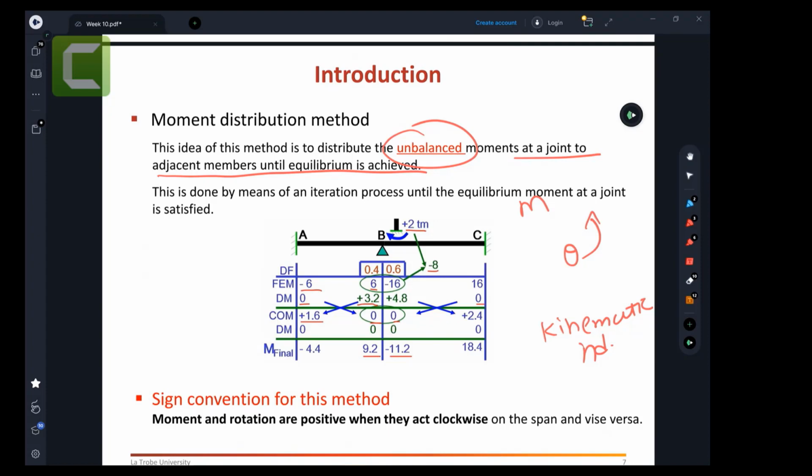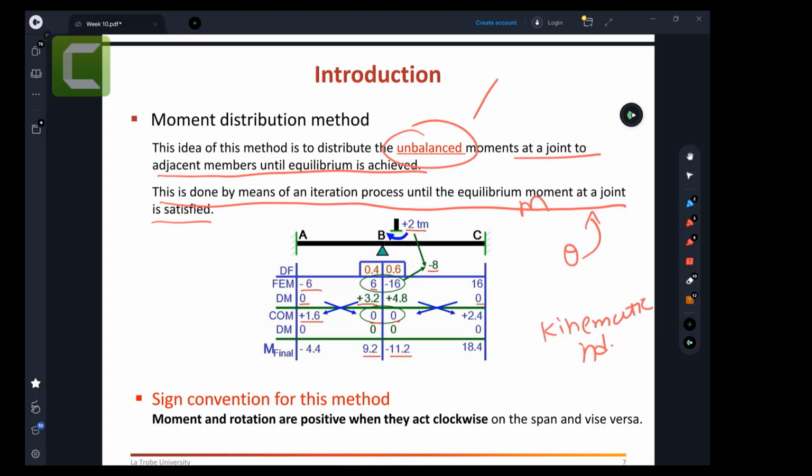So we clamp them. When you clamp all the internal joints, it creates unbalanced moments. The original structure is balanced: all the internal sums of the moments are equal to 0. But when we clamp it, it becomes unbalanced. So this method says that when you unbalance them, you can distribute the moment until you get equilibrium, because eventually we need equilibrium in the structures. Our structures are not floating in space. They are stable, fixed structures, so they have force equilibrium and moment equilibrium. Here we are going to use the moment equilibrium. That's the concept, and it is done by an iterative process until the equilibrium moment is reached. I will show you how to do that iterative process.